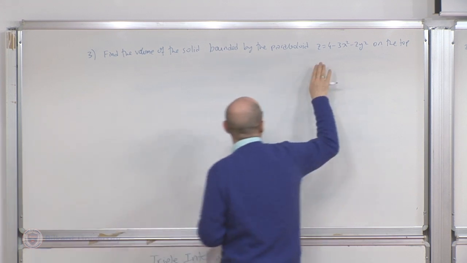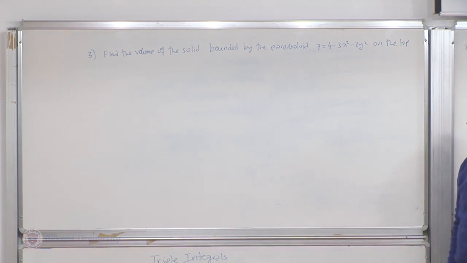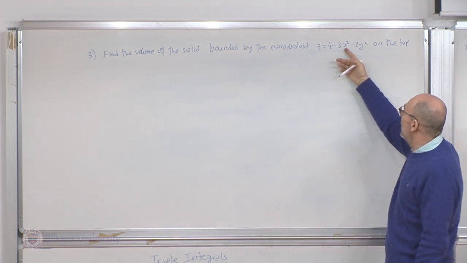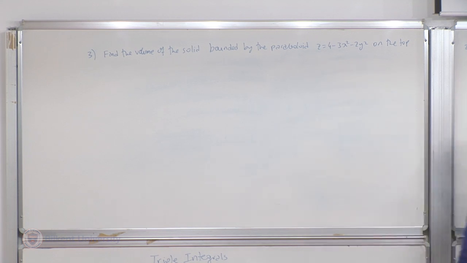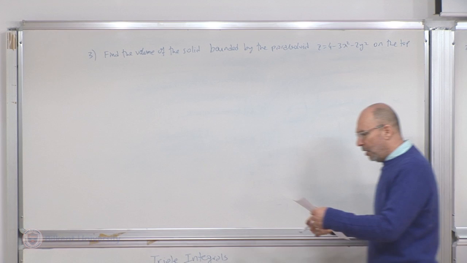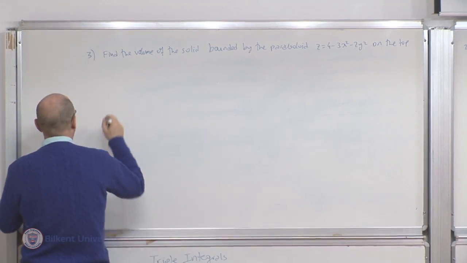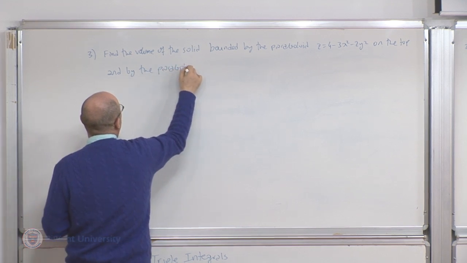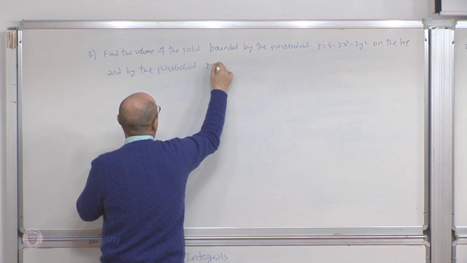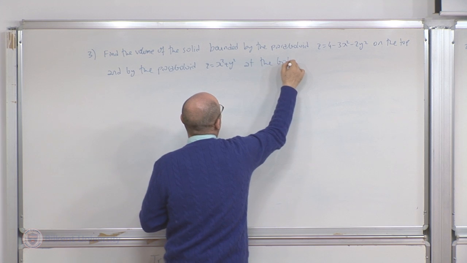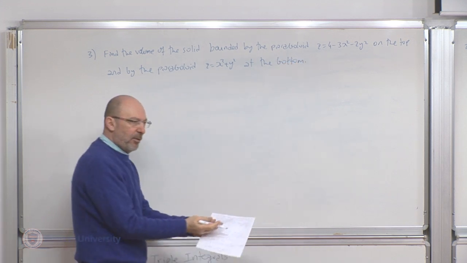We call these things paraboloids because when you project this to one of the coordinate planes, when x is equal to 0, we are looking at the yz plane, you see that in the yz plane this is a parabola. So that's why we call these things paraboloids. And by the paraboloid z equals x squared plus y squared at the bottom. This is now a paraboloid going up.